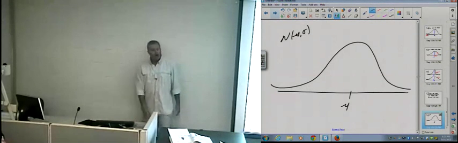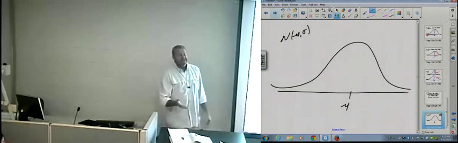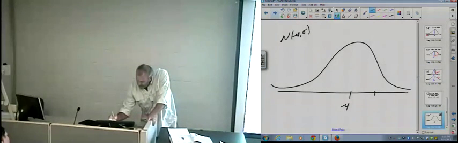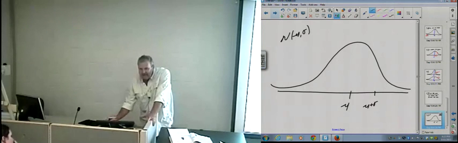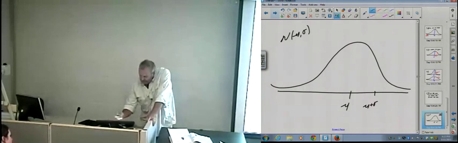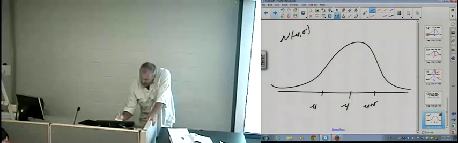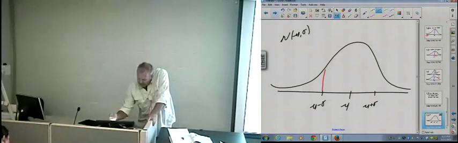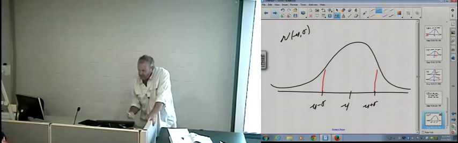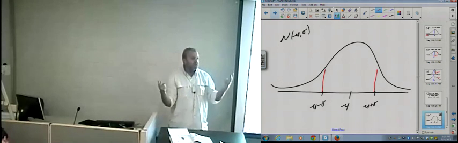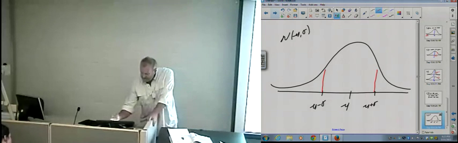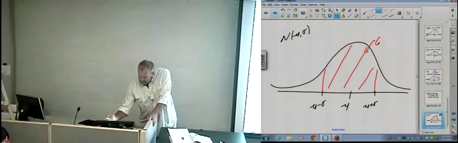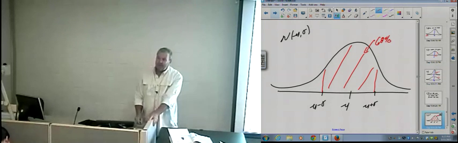Right? They all look like that. And so the 68 part of the rule says, if you take the mean and go one standard deviation to the right, greater than, and one standard deviation to the left, and you look at this area under the curve between those two values, this area here is 68% of the total.